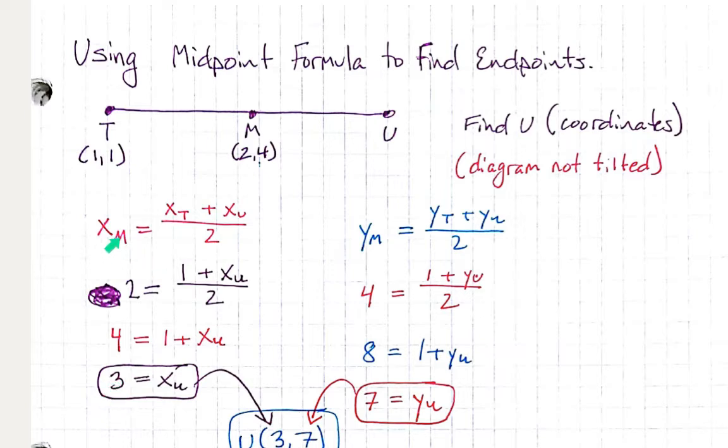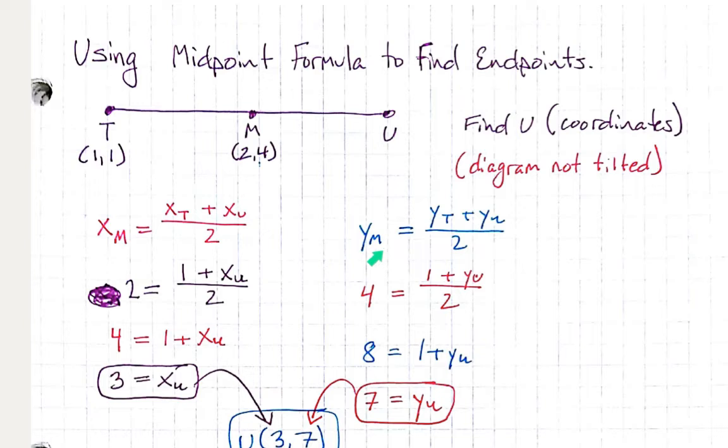So we take our formula here: the x-coordinate of the midpoint equals the x-coordinates for the two endpoints, T and U, added together, divided by 2. We know that the x-coordinate for the midpoint is 2, the x-coordinate for T is 1, and we don't know the x-coordinate for U. Multiply both sides of the equation by 2. 2 times 2 is 4, and times 2 just gets rid of the divided by 2. We end up with 4 equals 1 plus x sub u, the x-coordinate for U. Subtract 1 from each side, and 3 equals the x-coordinate of U.